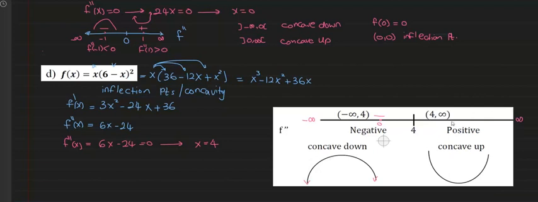And after the 4, let's pick 5. And substituting the 5 here will make it positive interval, which indicates an upward concavity. So now we know the intervals of concavity. We know that this function from negative infinity to 4 is concave downwards, while from 4 to infinity it's concave upwards.